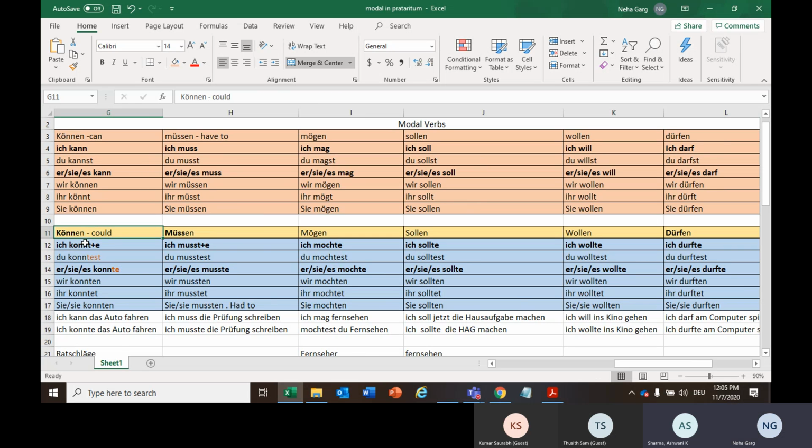Right. Here the variation happens because in past tense we are removing the umlauts. But in terms of asking something in polite manner, in terms of request, we have to get back to the umlaut. Right, and Wollen doesn't have any umlaut already. Right, okay.